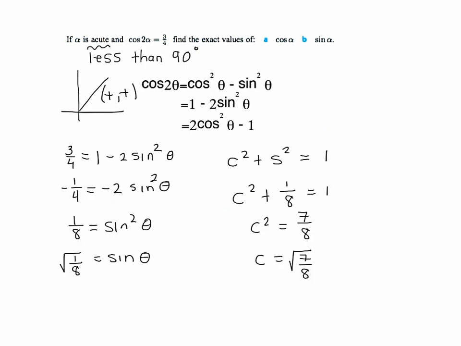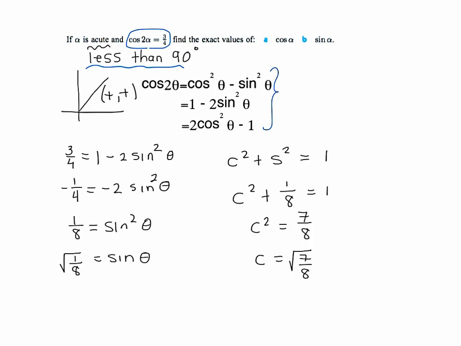If alpha is acute, it means it's less than 90 degrees, so that has to be in the first quadrant. Cosine of 2 alpha is 3 over 4. Find the exact values of cosine of alpha and sine of alpha. You know cosine of 2 alpha comes in 3 equations, and you want to think about which one is the best one I can use to solve this question.